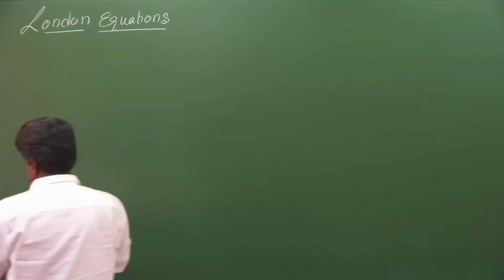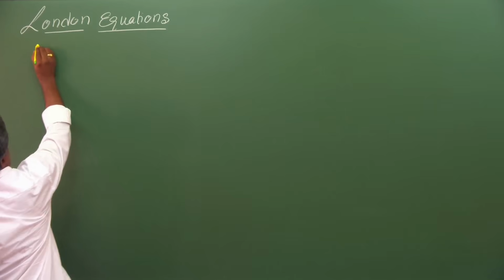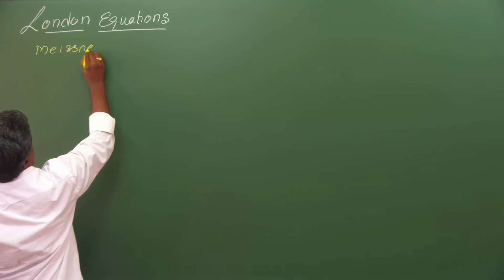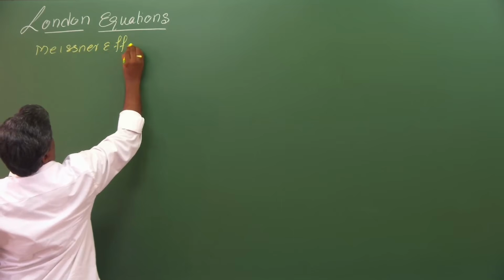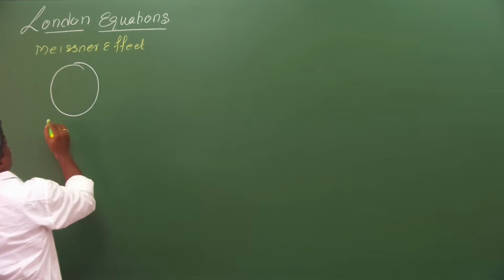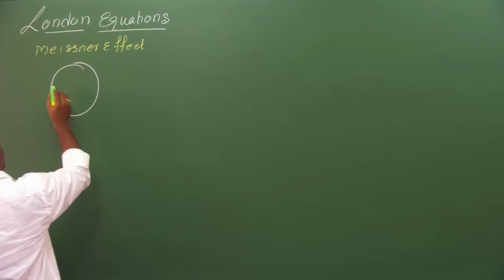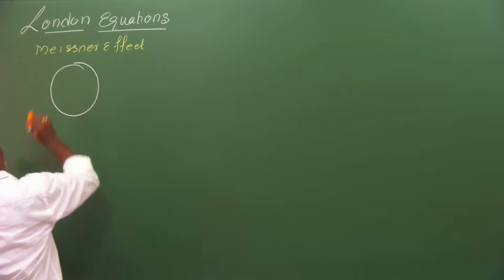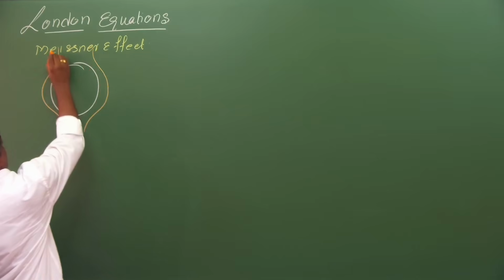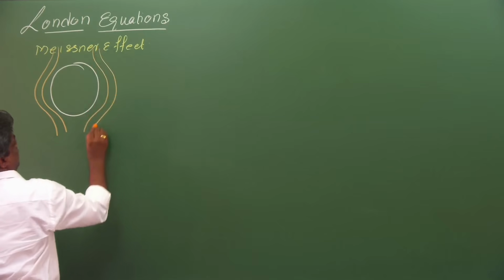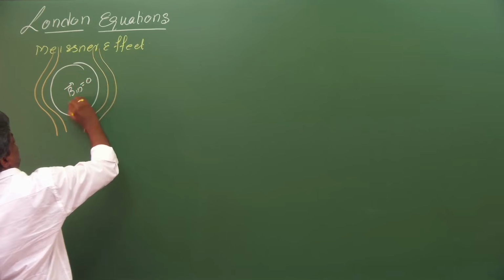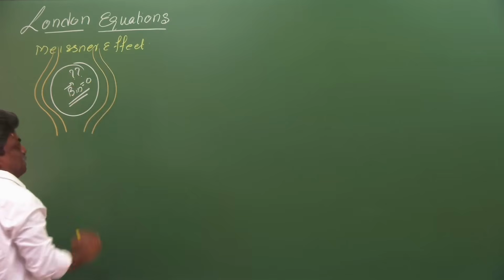So once again, what we discussed in the last class, the Meissner effect. Whenever you have a superconductor, earlier we had an external magnetic field, but the magnetic lines of force are pushed out of the superconducting material, and finally we get the magnetic field inside equal to 0. Why is this happening?